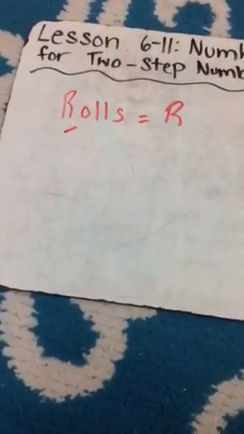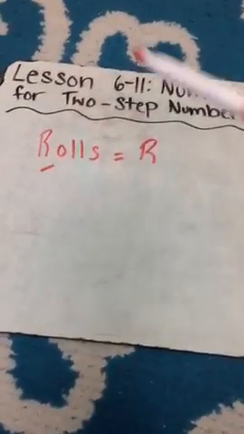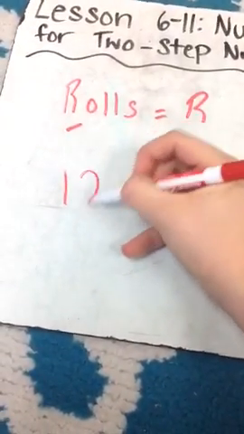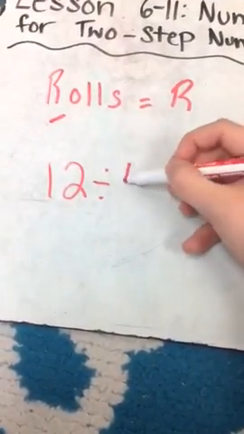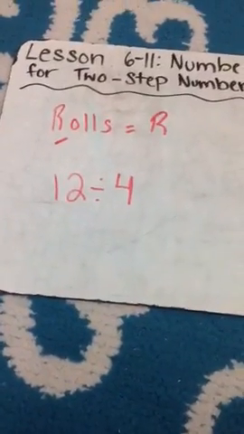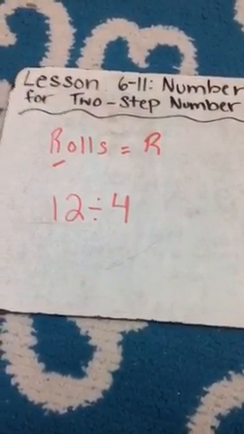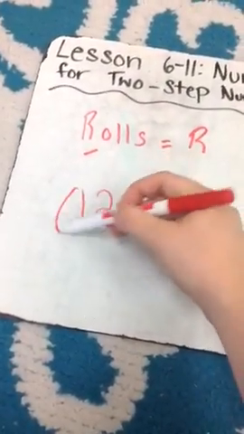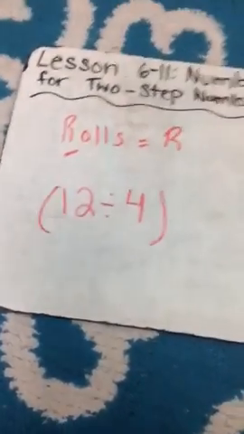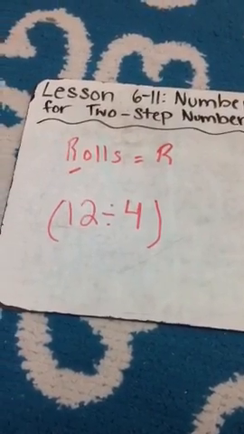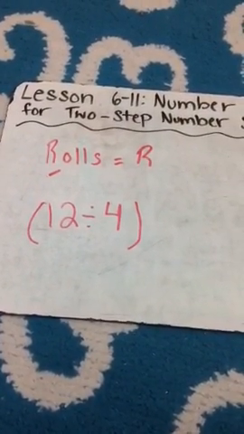If I'm sharing or I'm dividing, that's easy. It's division. So I'm going to start with 12 divided by 4. But I know right off the bat that this has to be the first step in my equation. So I want to put parentheses around it just because of order of operations. You always solve what's in the parentheses first. It's the most important. So since this is the first step, I got to put my parentheses around it. I want to solve this first.